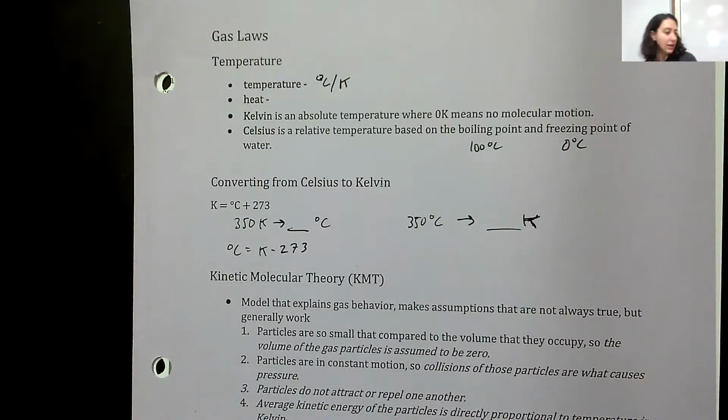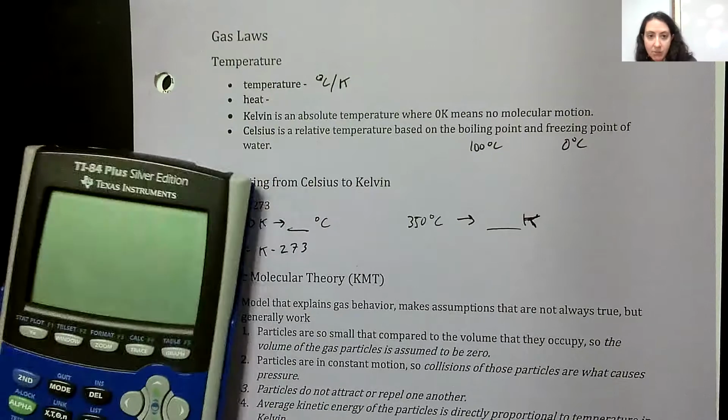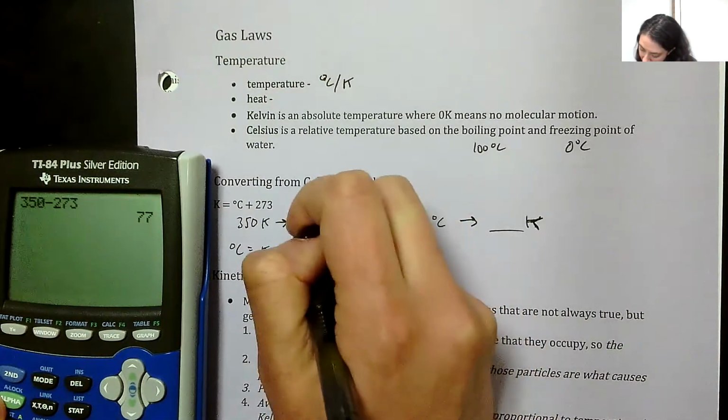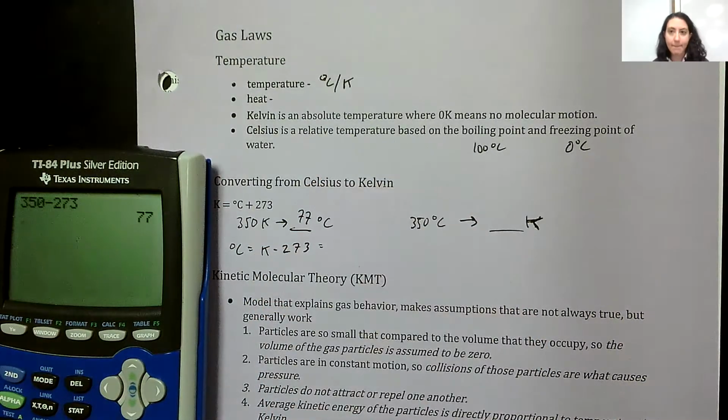Pretty straightforward. Let me see if I do have a calculator over here. We can use that. Very, very simple. So 350 minus 273 is 77 degrees Celsius. Okay, that's pretty hot.